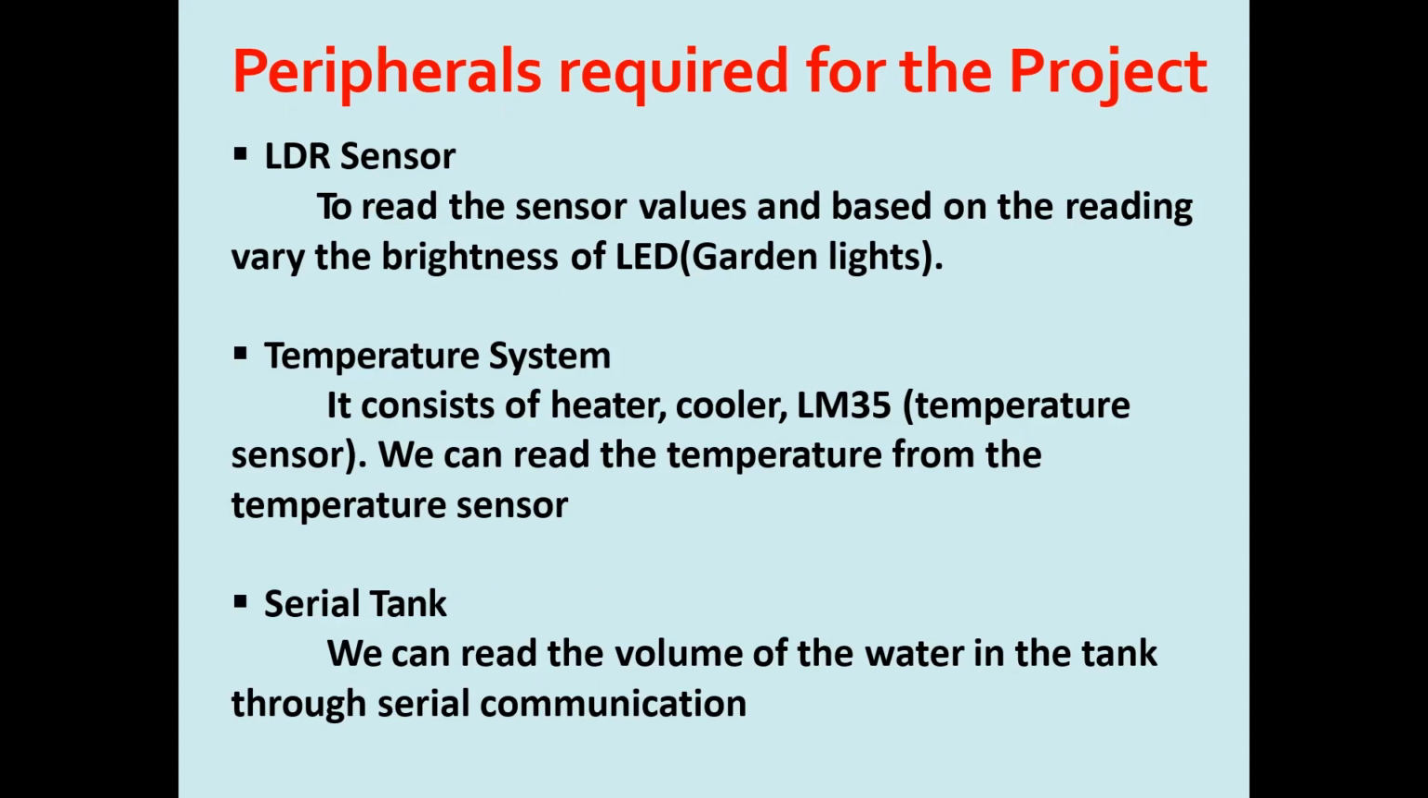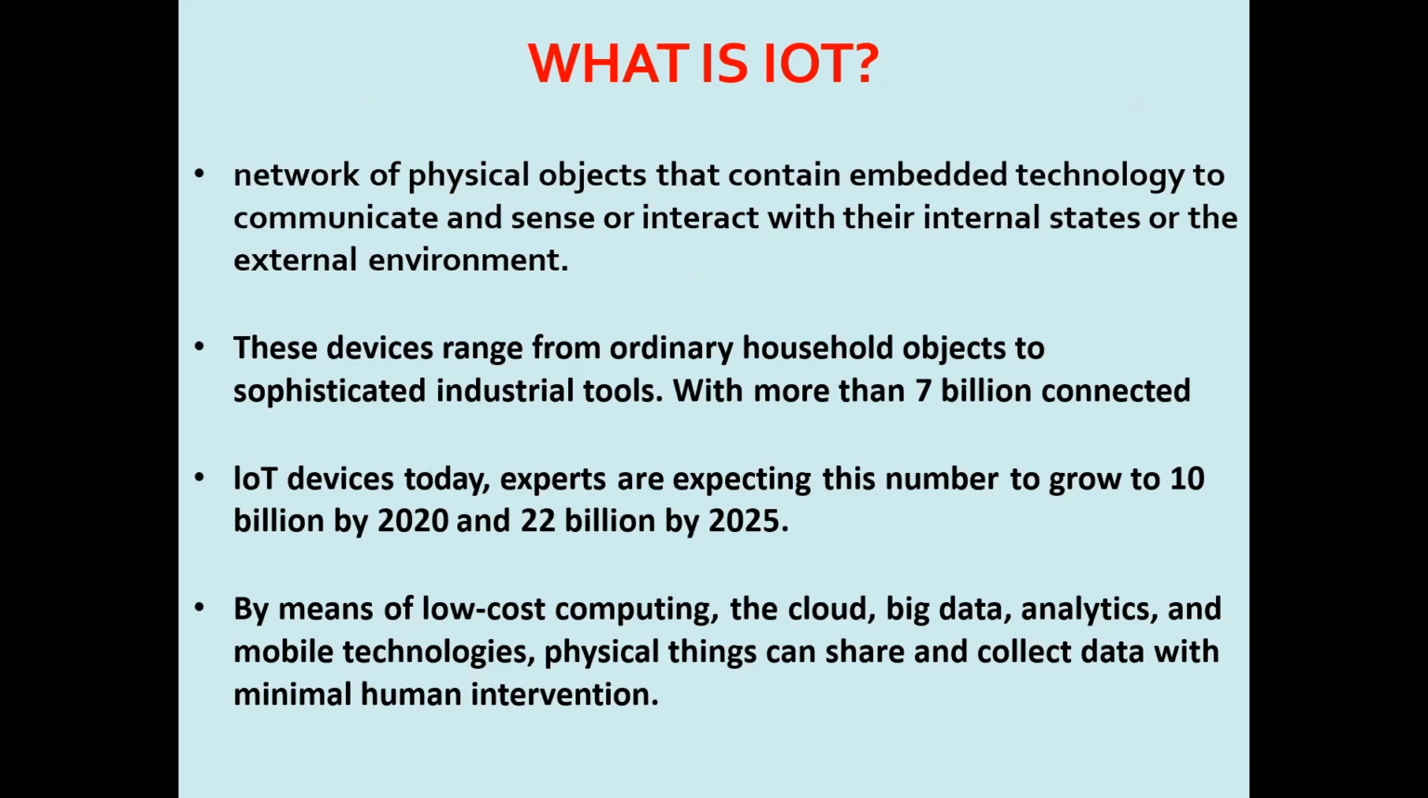In the LDR sensor, we have to read the sensor values, and based on that reading, the LDR brightness will change. In the temperature system, the LM35 temperature sensor has been used to read the temperature from the surroundings. In the serial tank, by using the serial communication process, we can read the volume of the water in the tank. And what is IoT?